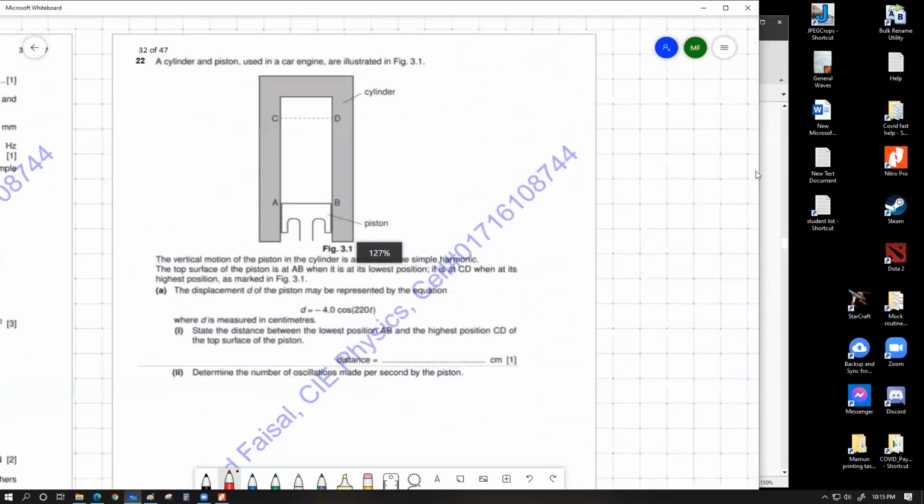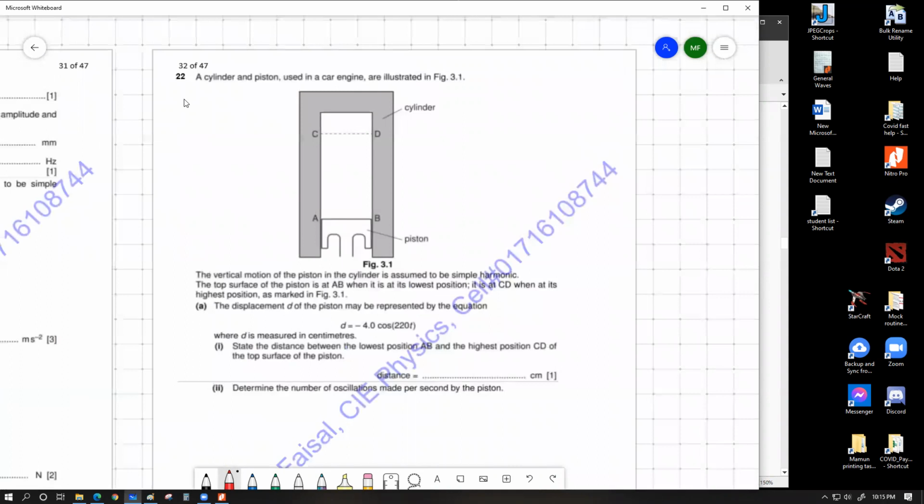Which is question number 22. Let's have a look. It says a cylinder and piston used in a car engine are illustrated in figure 3.1. Piston, cylinder. The vertical motion of the piston in the cylinder is assumed to be simple harmonic. The top surface of the piston is at AB when it is at its lowest position and is at CD when it is at its highest position as marked in figure 3.1.